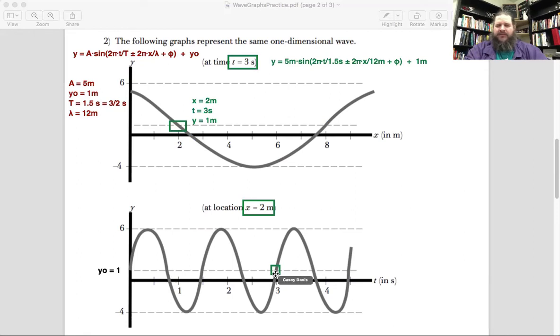Whereas if we take a look at this point, time is 3 seconds as shown by the graph. X equals 2 meters because the whole graph is at 2 meters. And it looks like y is passing through equilibrium, so that's 1 meter. So even though these points look different, their coordinates are exactly the same: x equals 2, t equals 3, y equals 1. Those are just 2 different depictions of the same data. And that's what we mean by a point in common. Any questions on that point in common so far?